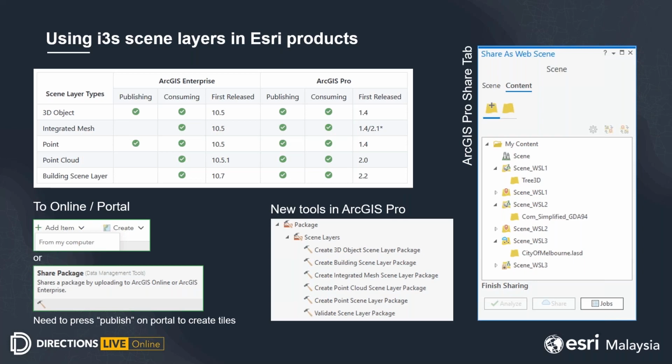And if you use this tool and you want to load that to Portal or ArcGIS Online, you can do that using two methods. One of them is you can use the add item web interface, but that only works for scene layer packages that are below 1 GB in size. If it's greater than 1 GB, then you will need to use the Share Package processing tool.